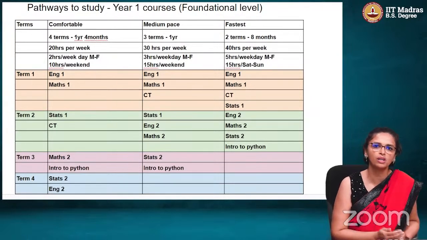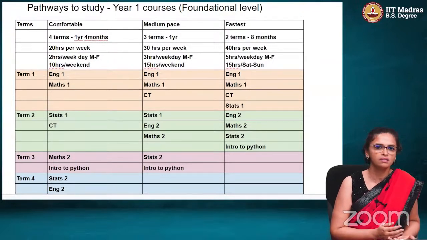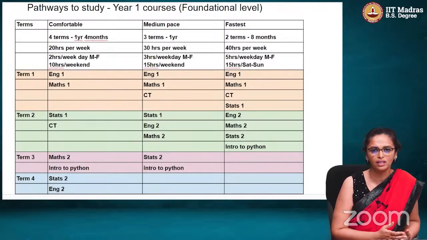Now suppose you are not a full-time student in the program, or suppose you have other engagements, maybe you're doing a college program on the side, or maybe you're a working professional, or maybe in general you want to do the math stats better because you don't have a background. In that case, we would suggest that you do the foundation level in 3 terms. The way the courses will progress is, in the first term you do English 1, Maths 1 and Computational Thinking. In term 2, you can take up Statistics 1, English 2 and Maths 2. And in the third term, you do Statistics 2 and Introduction to Python.